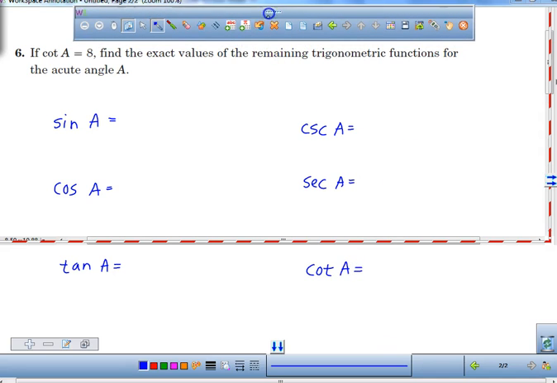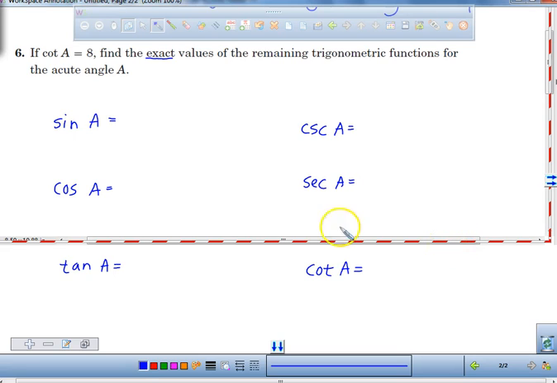In this problem, it says, if the cotangent of A equals 8, find the exact values for the remaining trigonometric functions for acute angle A. So the cotangent of A is equal to the number 8, which represents 8 over 1.